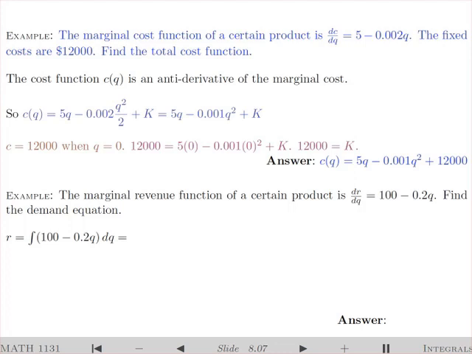Another example is where they ask you for the demand equation from marginal revenue. Marginal revenue is the derivative of revenue. So by doing antiderivatives, I will get the revenue function. Let's do that first. So an antiderivative of 100 minus 0.2q is 100q minus 0.2q squared over 2. Negative 0.2 over 2 is negative 0.1, plus the constant of integration.